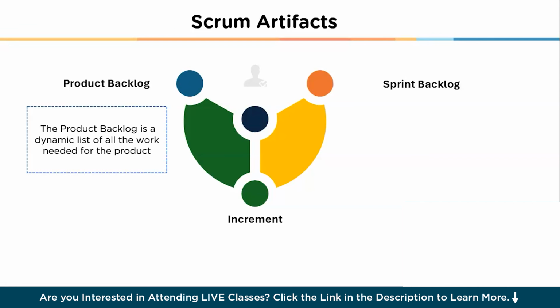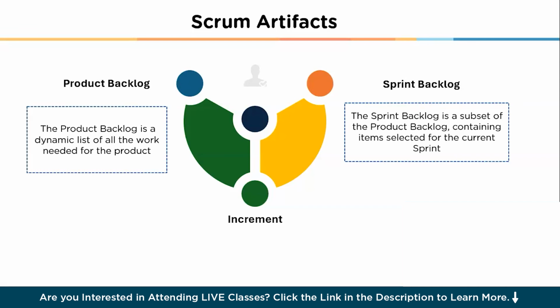It is essential that backlog items are well defined with clear acceptance criteria to guide the development team in delivering the expected value. Then we have the sprint backlog. The sprint backlog is a subset of the product backlog, containing items selected for the current sprint.